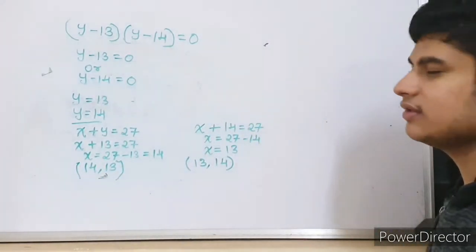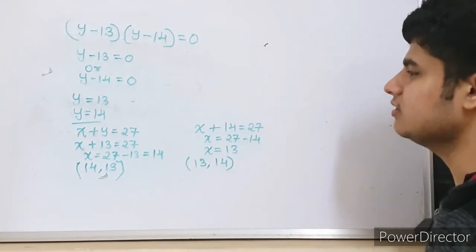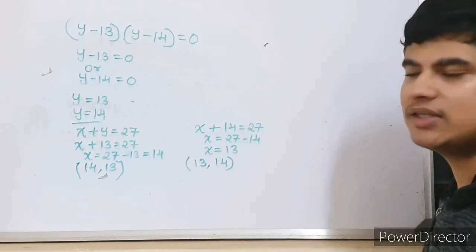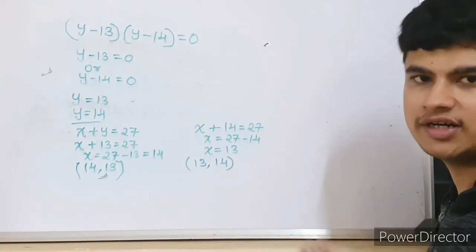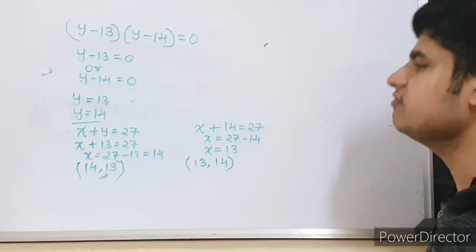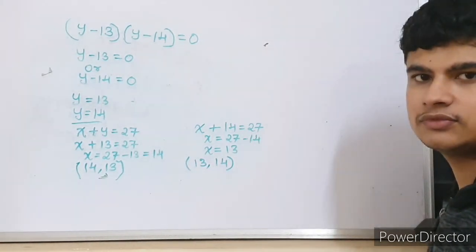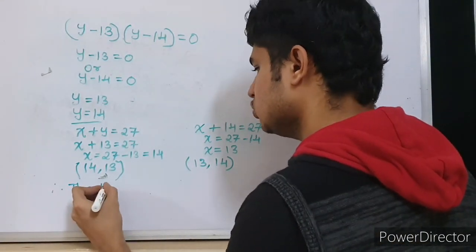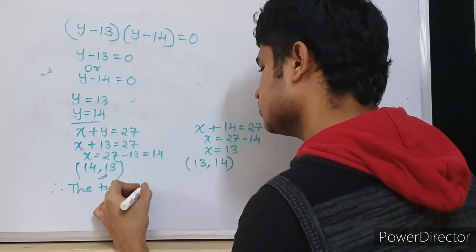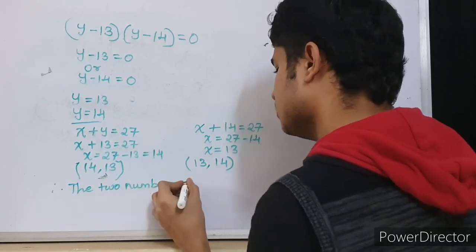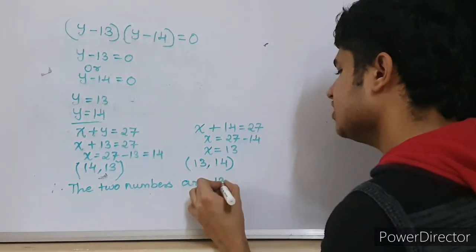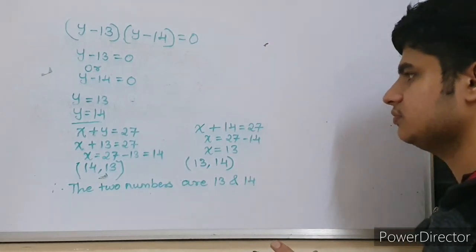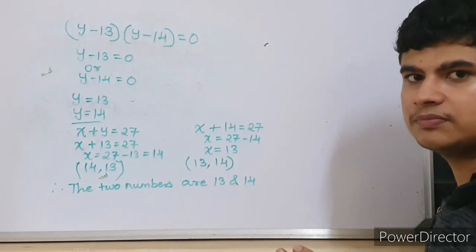So basically what this means, these are the two solutions of this equation, which have given me two different values. It doesn't matter whether it is 13 or 14 or 14 or 13. The two numbers which you have to find, we have got. So this is the solution. Therefore, the two numbers are 13 and 14. I hope you all understood.